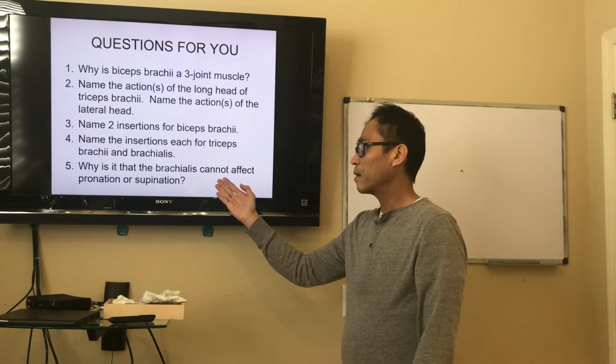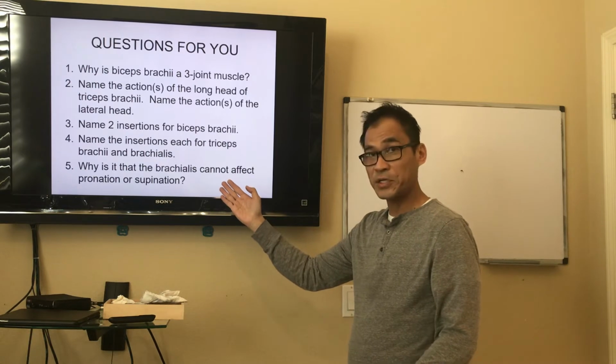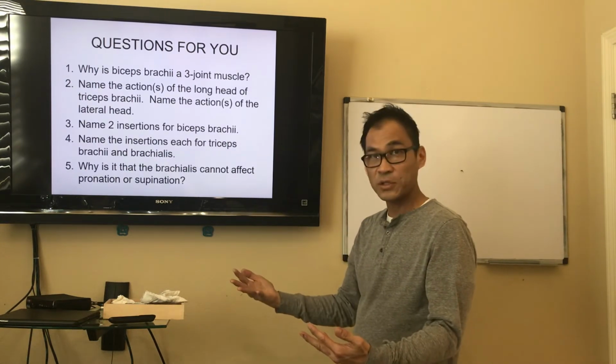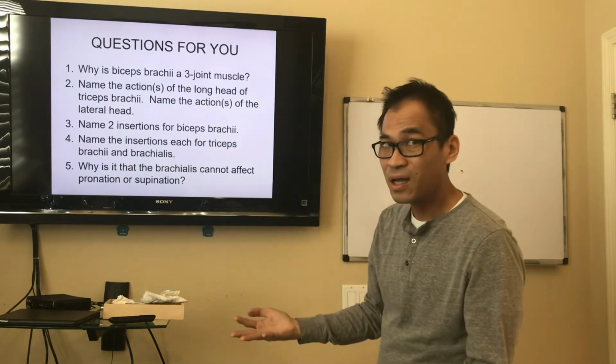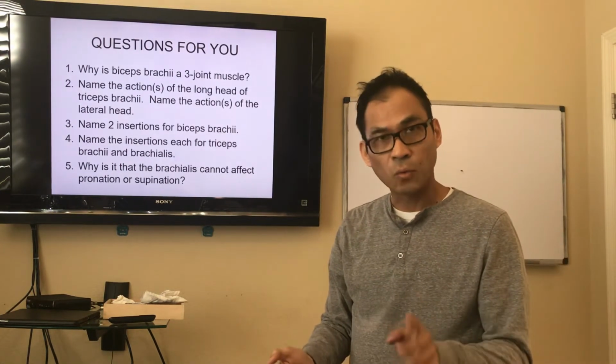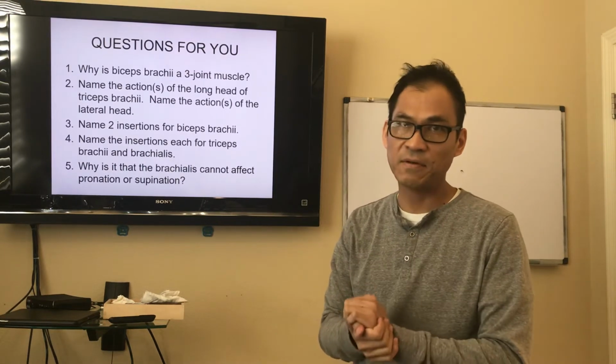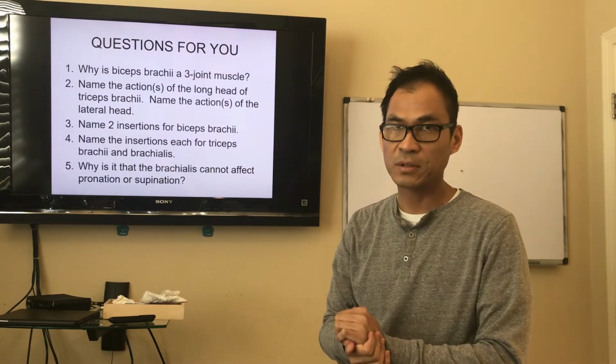Why is it that the brachialis cannot affect pronation or supination? It's because of its insertion. It inserts on the ulna. The ulna stays stationary during pronation and supination. The rule I gave you is a muscle must attach to the radius to affect pronation and supination.